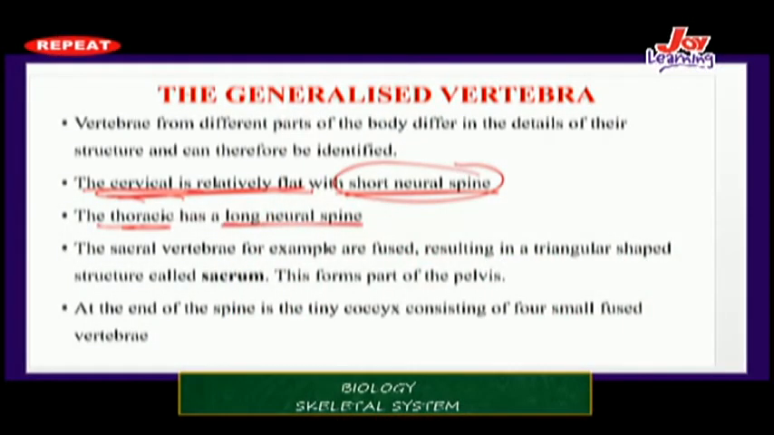Beautiful. So the thoracic has a long neural spine. So a short neural spine for cervical, a long neural spine for the thoracic. The sacral vertebrae is fused in the case of humans, forming the sacrum, as I said. And then we have the coccyx, also consisting of 4 small fused bones.